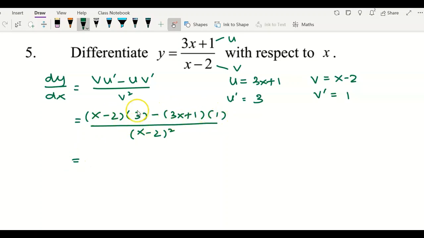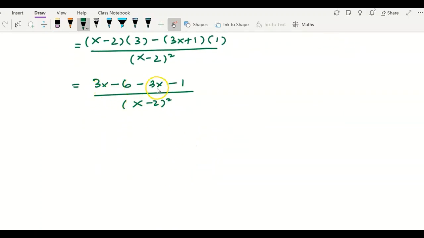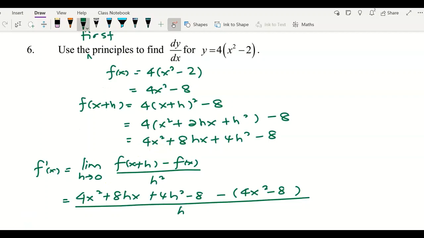Numerator, we can expand and simplify: we have 3x minus 6 minus 3x minus 1, over x minus 2 squared. Then we simplify 3x minus 3x, you get 0, and you are left with negative 7 for the numerator, and down here you have your x minus 2 squared. There's your answer for question 5.